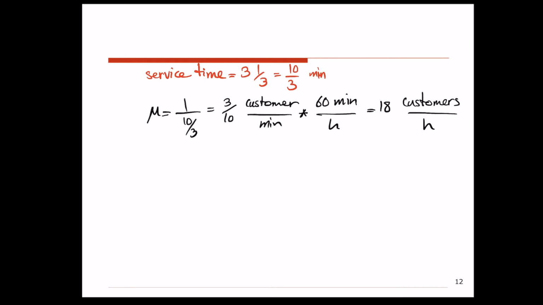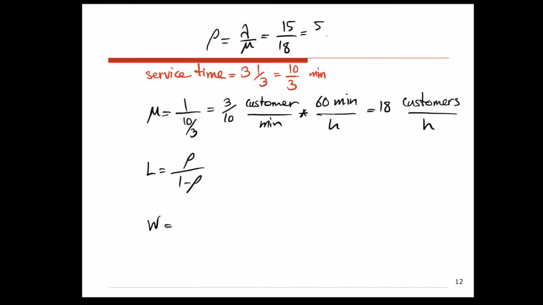Now, in this new setup, what is the value of L, the number of cars in the system, and what is the value of W, the time that the cars will wait in the system? So L equals rho over 1 minus rho. Rho equals lambda over mu. It's going to be 15 over 18.